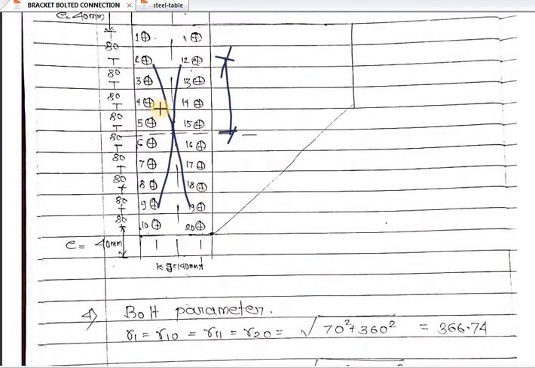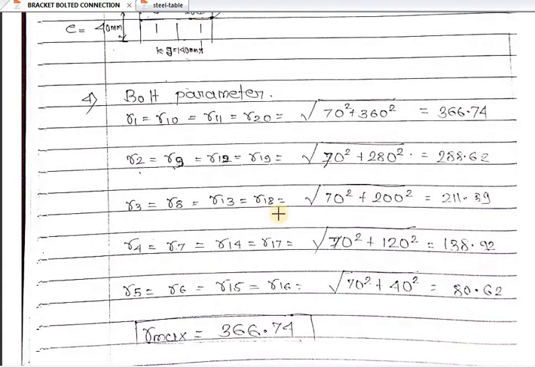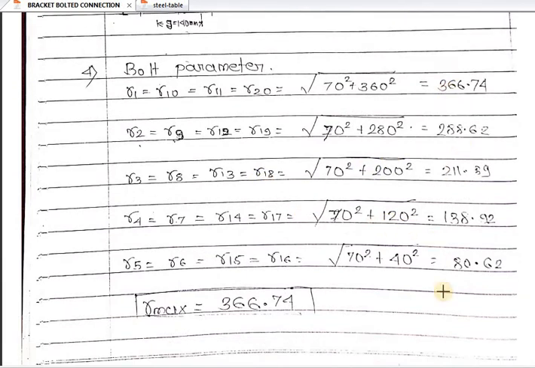Again, same way, the same procedure is repeated for the third bolt. This third bolt. Again the same is repeated for this bolt. So in this way we are calculating all the distances. What about the maximum distance out of this? The maximum is the first, which is 366.74, because we are using this maximum distance in the formula.